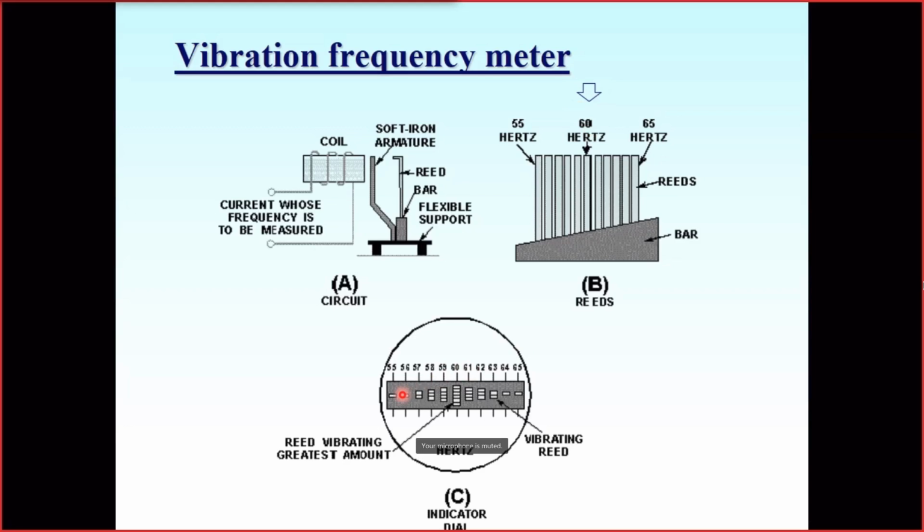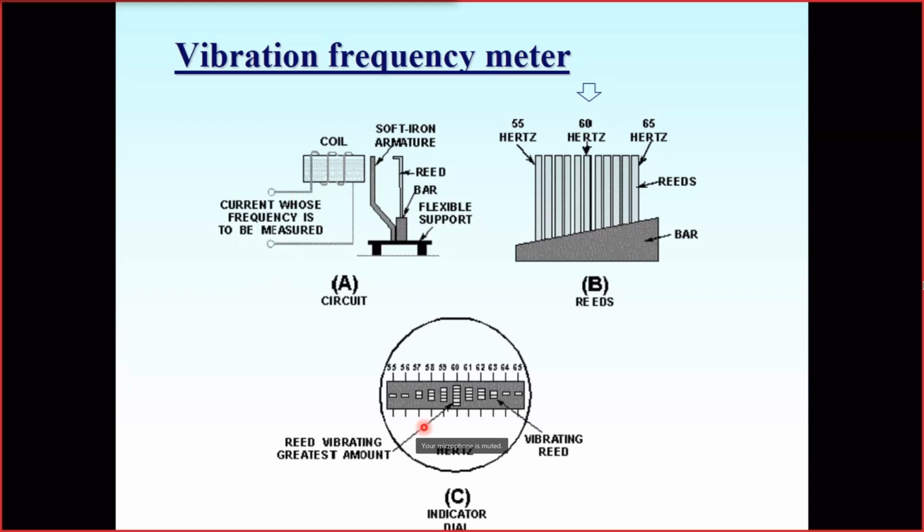If we look at the reeds from the top, when they are all vibrating, we see that they vibrate with different amplitudes. We don't see the position of a particular reed because the vibration is very fast. But we see that some reeds are vibrating more than others, and the highest amplitude of vibration will be at the reed which has a frequency equal to the frequency of the current we measure.